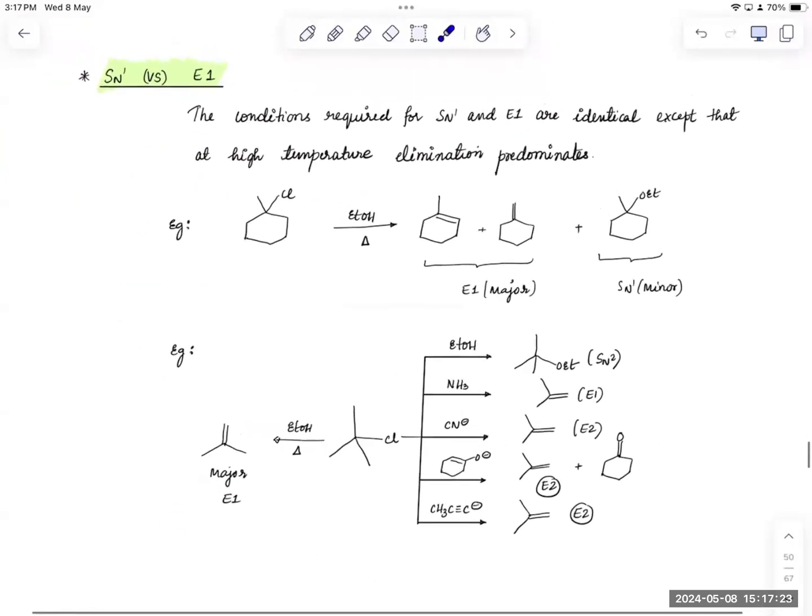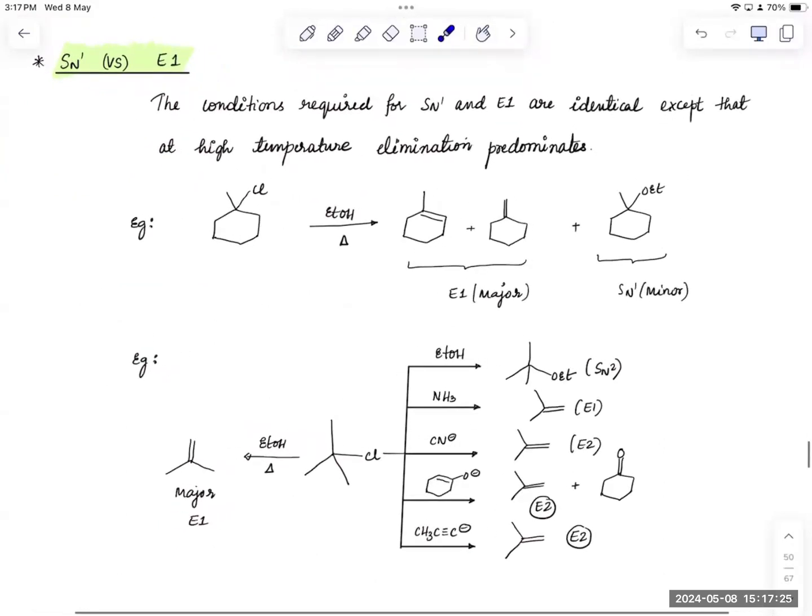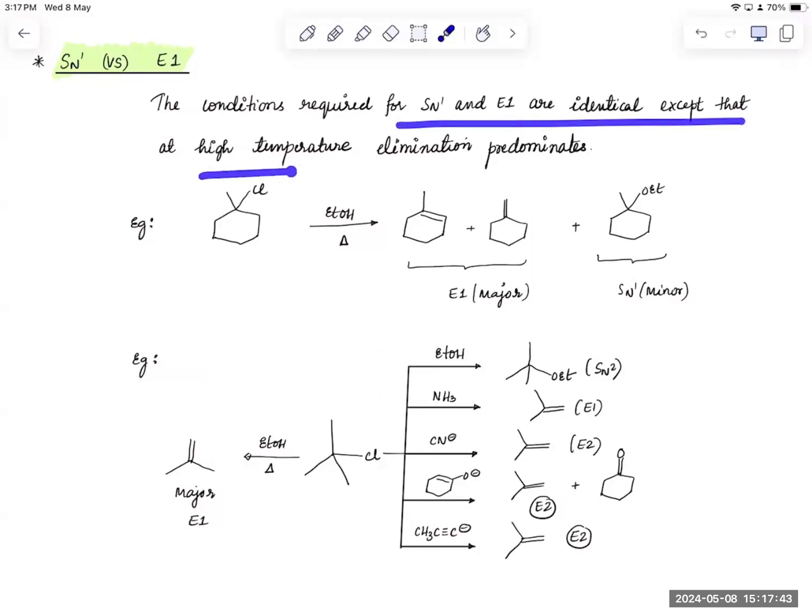Next, check out SN1 versus E1. I think I told you this before also, how the SN1 and E1 work. See, E1 has all the features same as that of SN1. There is no change between SN1 and E1 except for the temperature difference. The conditions of SN1 and E1 are identical except that at high temperature, elimination predominates.